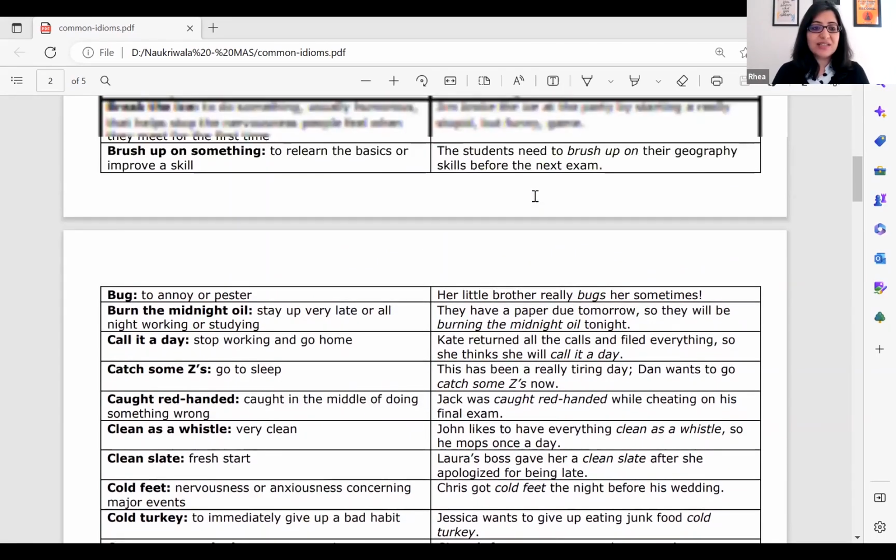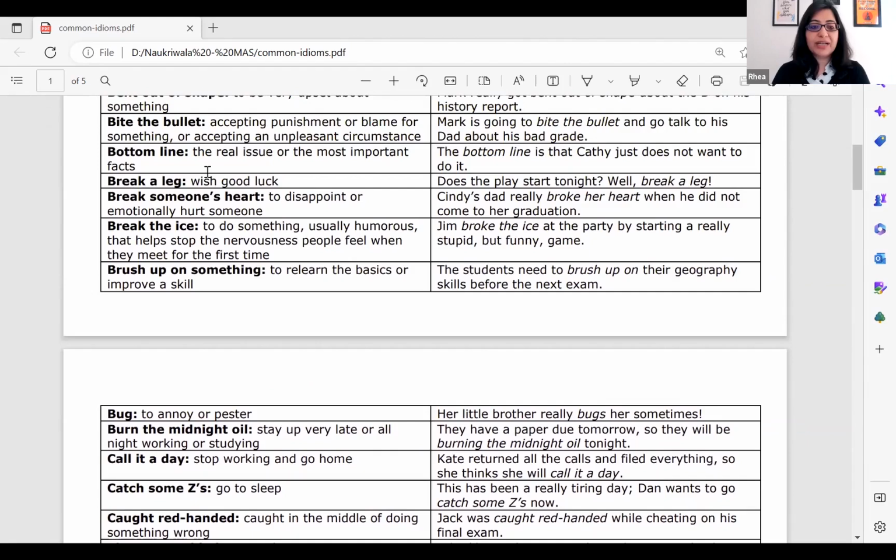Great, let's take a pause here. We've done quite a few. Break a leg, break someone's heart, break the ice, brush up on something, bug, burn the midnight oil. Let's go ahead, pick any one idiom out of these and write a sentence.